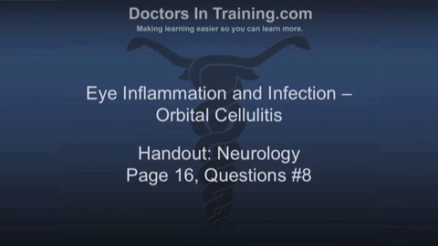Number 8, what are the classic features that distinguish orbital cellulitis from periorbital cellulitis? So now we're talking about cellulitis, like cellulitis on the skin. You can also have cellulitis around the eye. Things that are characteristic of orbital cellulitis, which is much more severe than periorbital cellulitis. Periorbital cellulitis is just around the eye, the skin around the eye, but orbital cellulitis actually involves the eye.